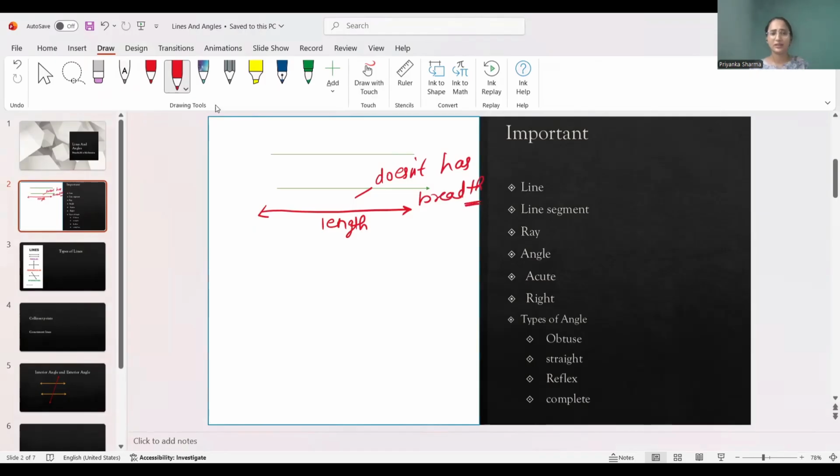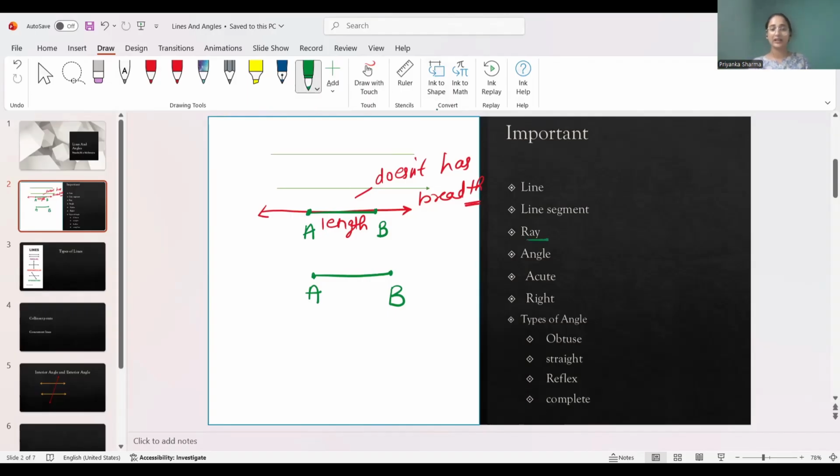Now I want to take some part of it, some segment of it. I'm cutting it from this point to this point and taking only this part. It is called a line segment because we are cutting it from the given line. It has two fixed points, A and B, so we can't extend it. It has fixed points and a fixed length.